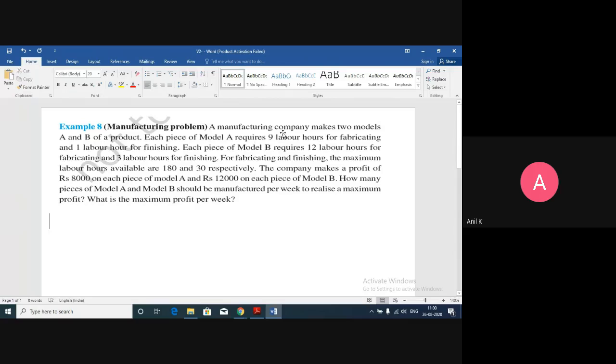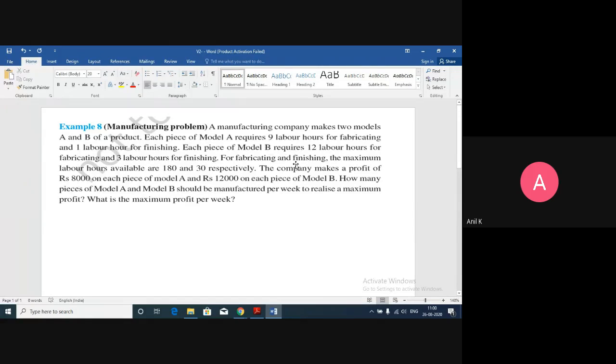A manufacturing company makes two models A and B of a product. Each piece of model A requires 9 labor hours for fabricating and 1 labor hour for finishing. Each piece of model B requires 12 labor hours for fabricating and 3 hours for finishing. So the number of hours for A and B is given.